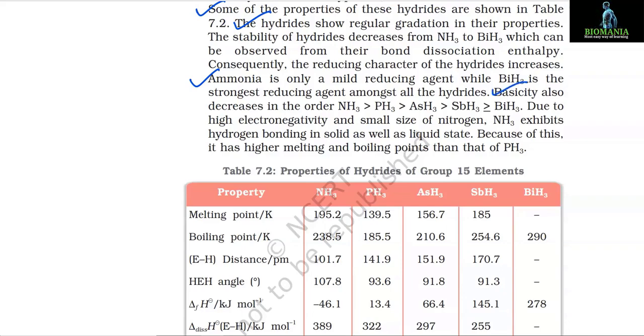Basicity also decreases in the order NH3 > PH3 > AsH3 > SbH3 ≥ BiH3. Due to high electronegativity and small size of nitrogen, NH3 exhibits hydrogen bonding in solid as well as liquid state. Because of this, it has higher melting and boiling points than that of PH3.